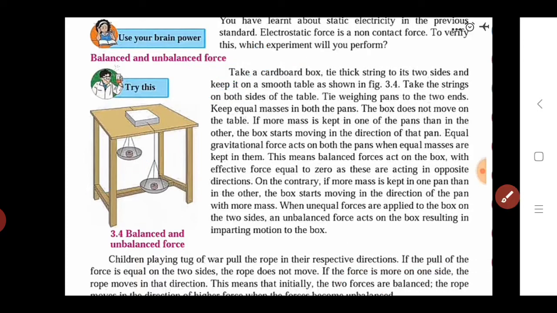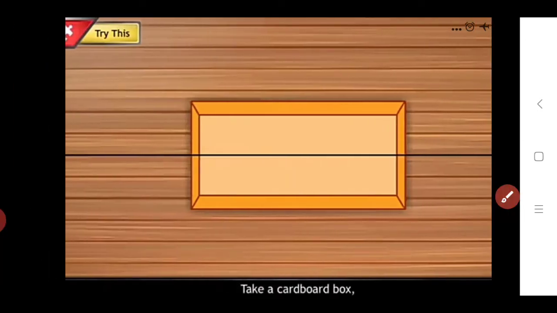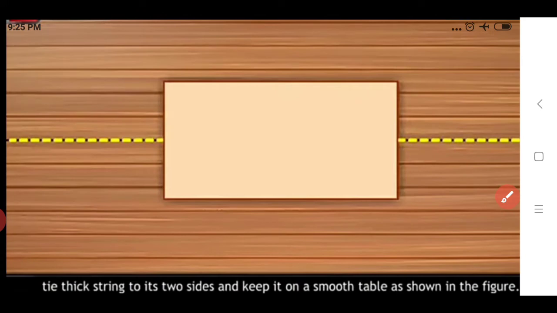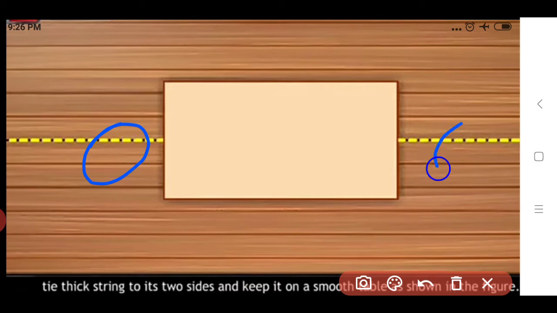So this activity will be shown by using these images. Okay. So first you take a cardboard like this. You should take this cardboard. Okay. Then tie the thick string. Here you tie the thick string on both sides of this cardboard. Okay. So you should tie thick strings to its two sides and keep it on the smooth table. This cardboard with these strings tied, keep on the smooth table. Okay, as shown in this figure.